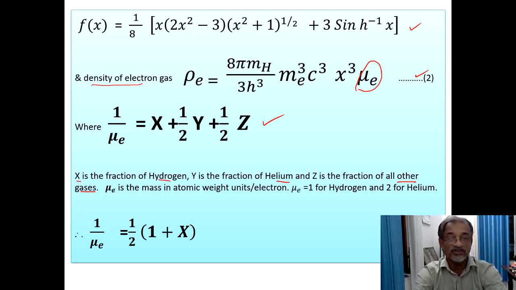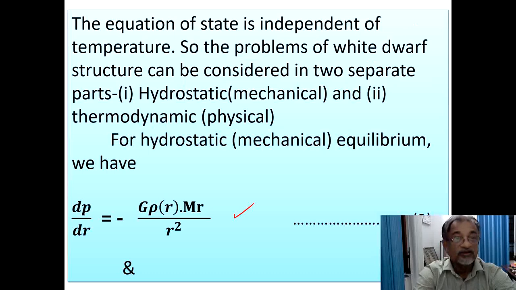Mu e is the mass in atomic weight units per electron. Mu e is equal to 1 for hydrogen and 2 for helium. And this mu e reduces to a form 1 by mu e equal to half into 1 plus x. And the equation of state is independent of temperature.